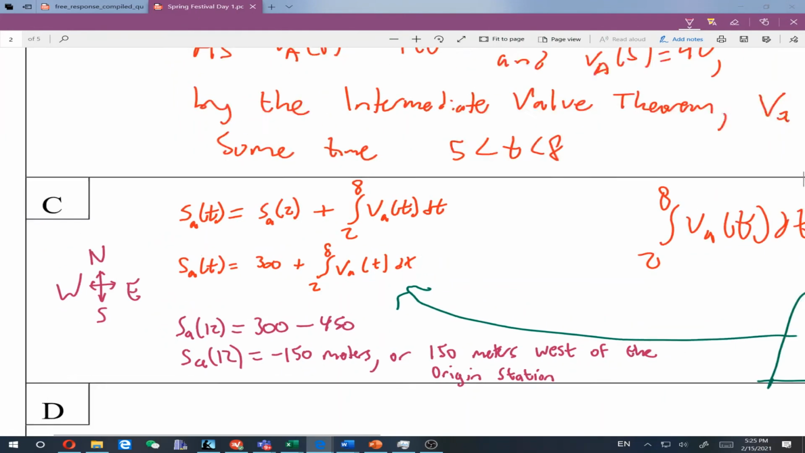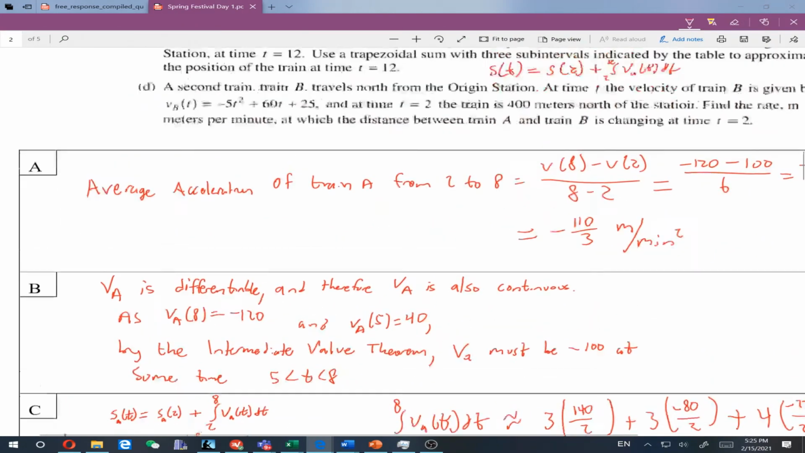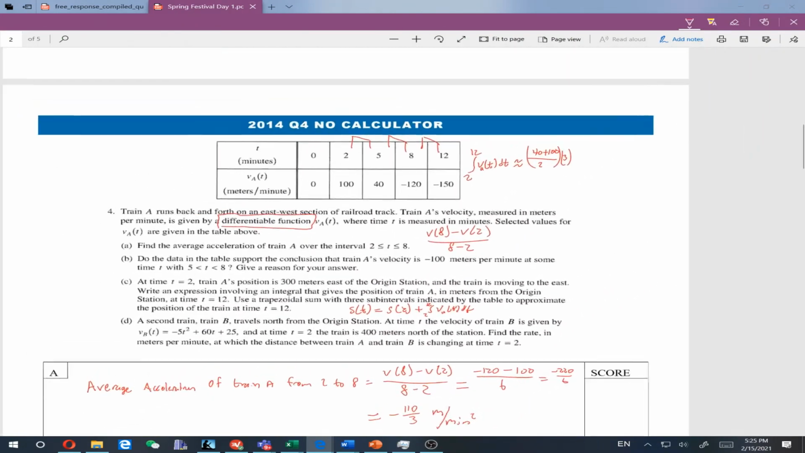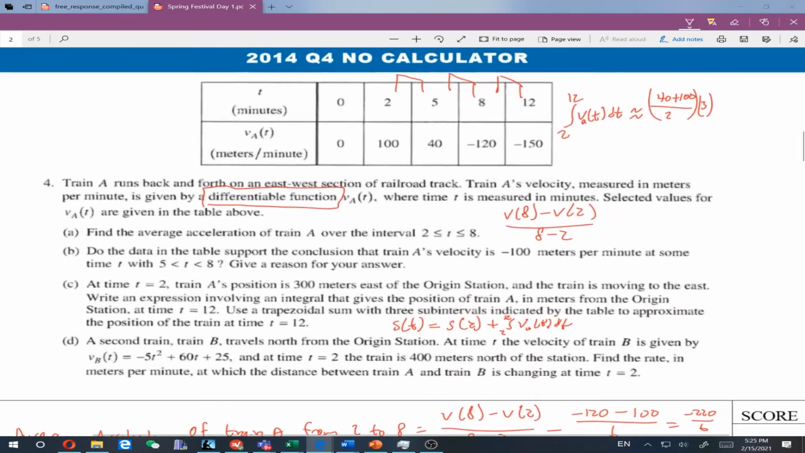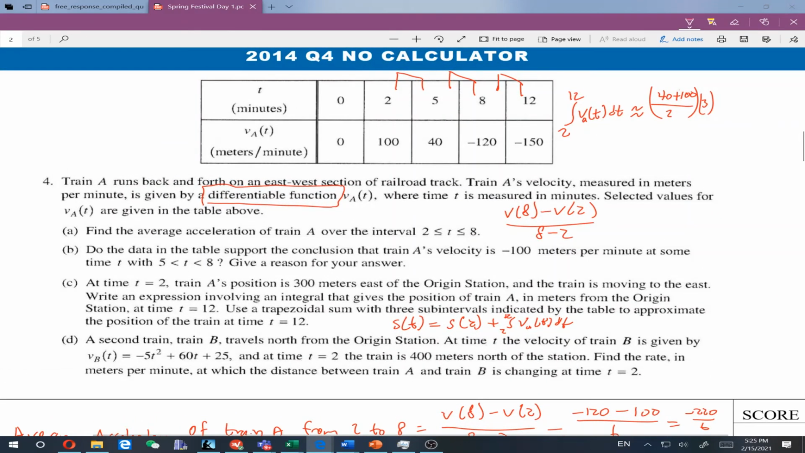All right, last one. For part D, we've got a second train, train B, traveling north from the origin station. At time t, the velocity of the train is given by this velocity, and at time 2, the train is 400 meters north of the station. I want to find the rate in meters per minute at which the distance between train A and train B is changing at time t equals 2. Okay, Andrew, over to you.